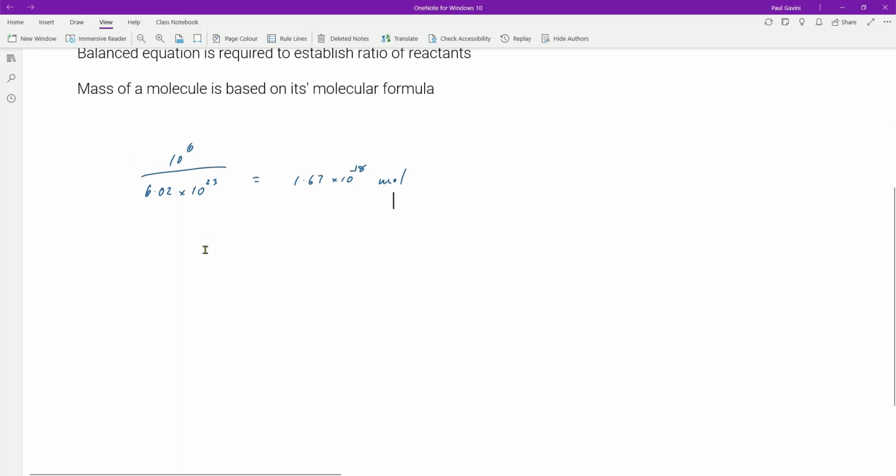Okay, conversely, if I have 1.5 moles, how many particles will I have? Okay, so I'm going to times that by Avogadro's number, and that will give me 9.03 times 10 to the power of 23 particles.